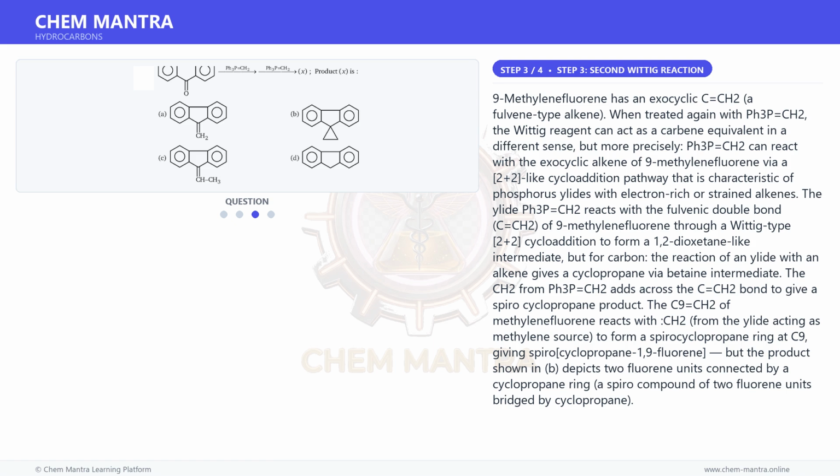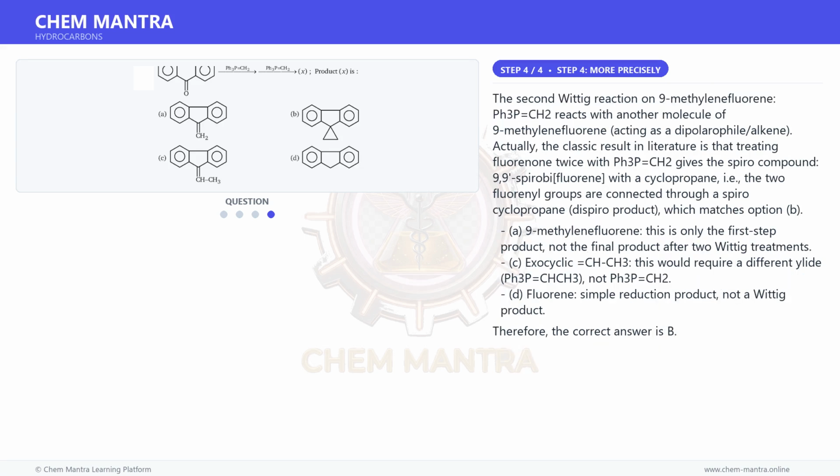The C9=CH2 of methylenefluorene reacts with CH2 from the ylide acting as a methylene source to form a spirocyclopropane ring at C9, giving spirocyclopropane-1,9-fluorene, but the product shown in B depicts two fluorene units connected by a cyclopropane ring, a spiro compound of two fluorene units bridged by cyclopropane. And for the final step, the second Wittig reaction on 9-methylenefluorene: Ph3P=CH2 reacts with another molecule of 9-methylenefluorene, acting as a dipolarophile alkene.